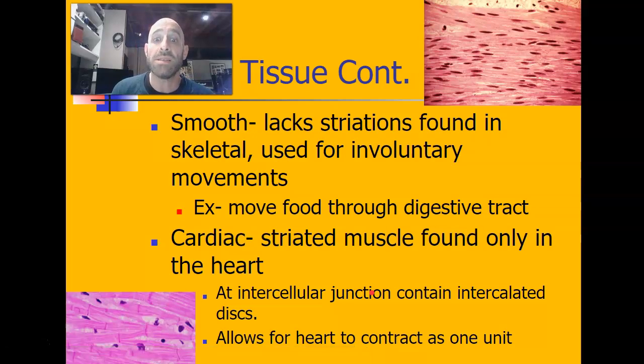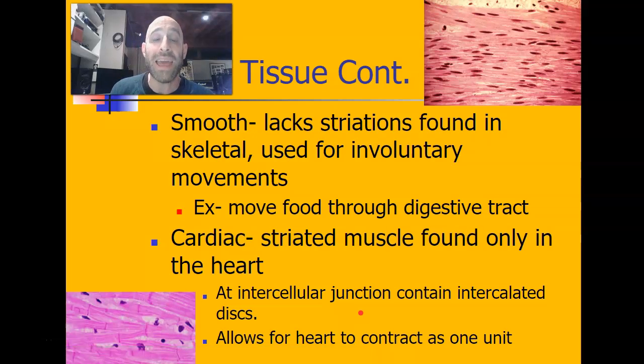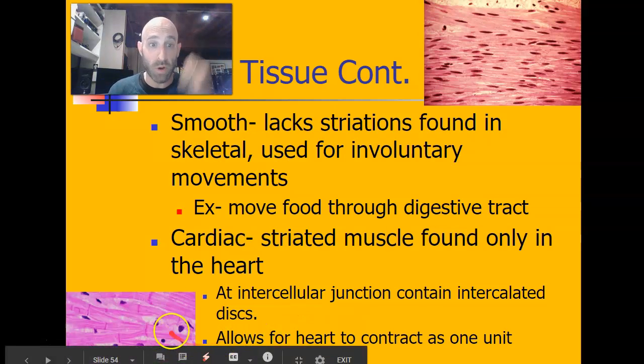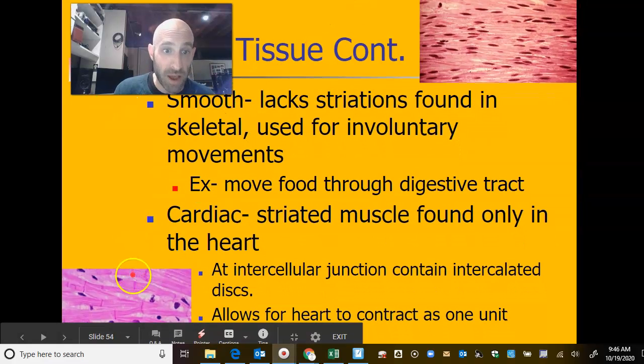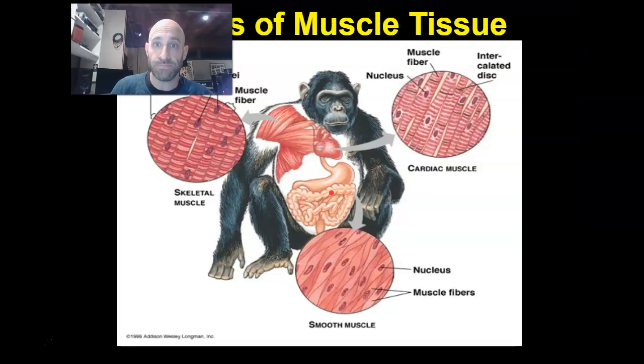And what it does is it allows for the heart to contract as one unit. It is involuntary. You can't control your heart, and it beats in rhythm, and it's able to do that because of these intercalated discs, which are extremely important. So if you look at this diagram down here, this image of cardiac fiber, you can see these are the muscle fibers, those are the nuclei, and these little lines here, those are those intercalated discs that allow the muscles to contract together.